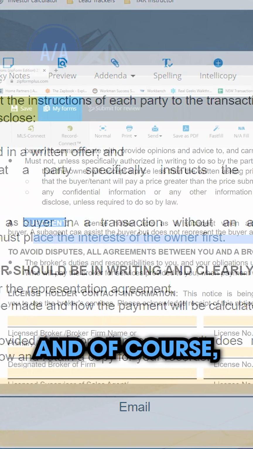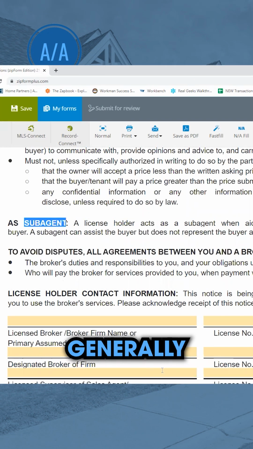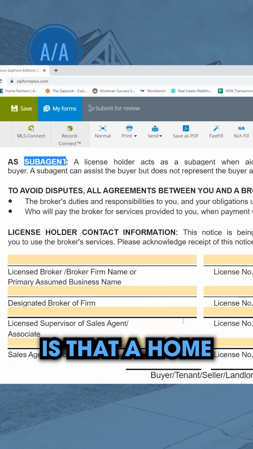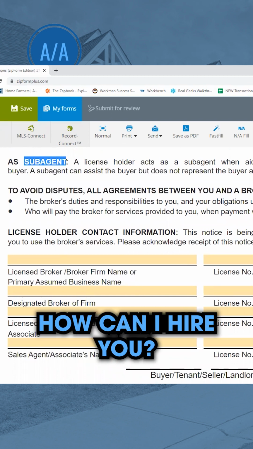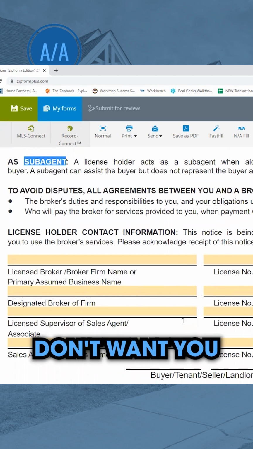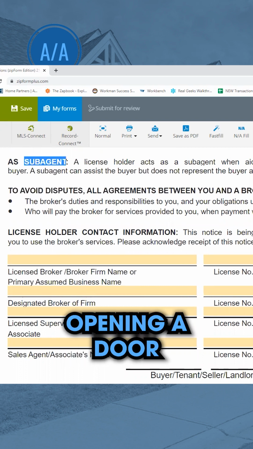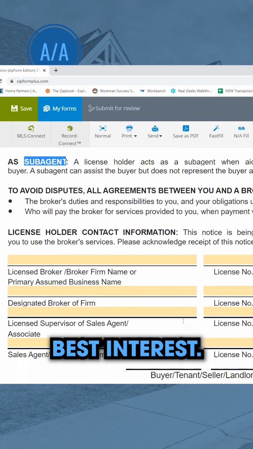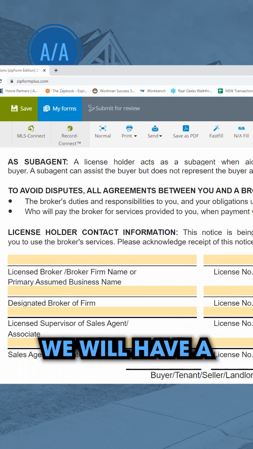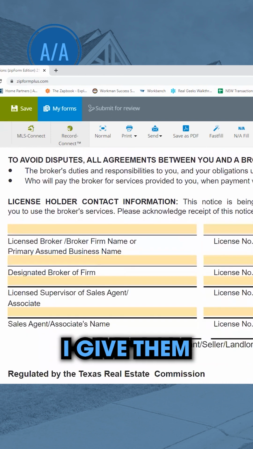And of course, as I get to this section, generally speaking, a potential home buyer starts to say, wow, how can I hire you? Because I don't want you to help me by just opening a door and then not help me by looking out for my best interest. Then, of course, I let them know that in order to avoid disputes, everything will be in writing. So we will have a written agreement to represent them as a buyer. And then I give them the chain of command down here at the bottom.